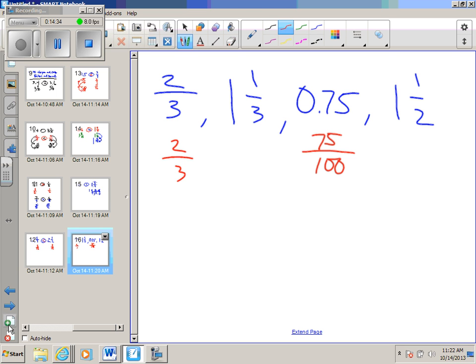Anything we could do with the 75 over 100? Can I simplify it? 25. 75 over 100 is better known as 3/4. Now, if we're comparing just the 2/3 and the 3/4, what are we going to use for our common denominator? Let's use a 12. Isn't 12 much nicer than 300?